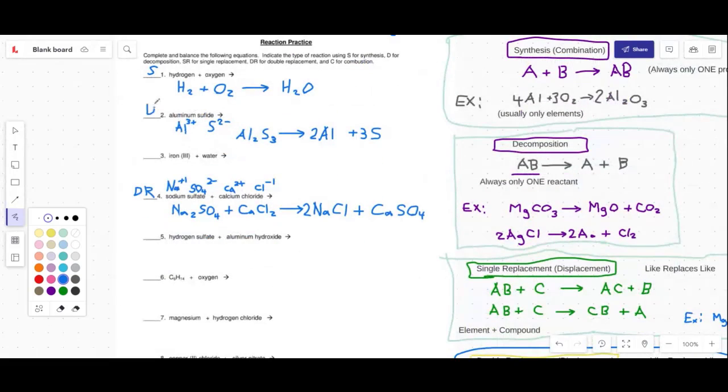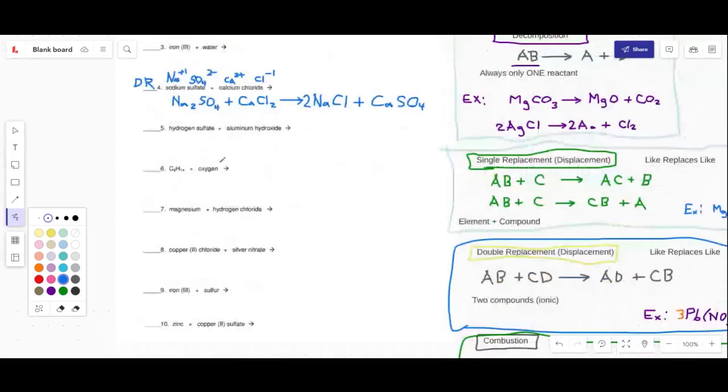And this is a synthesis, a decomposition, and a double replacement. And now we can do a real easy one, number 6, C6H14 plus oxygen. Well, C6H14 is just C6H14. Oxygen is going to be what? What am I going to write for oxygen?